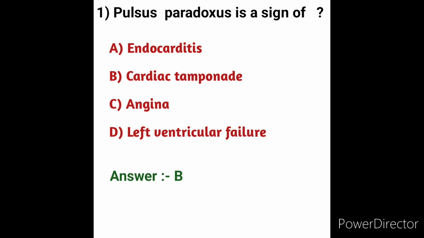The pulsus paradoxus is a sign indicative of several conditions, including cardiac tamponade, chronic sleep apnea, and obstructive lung diseases. These all are the conditions causing pulsus paradoxus. Now we have seen the several conditions of pulsus paradoxus. In these options, option B, cardiac tamponade, is one of the signs of pulsus paradoxus. Next, move on to question number 2.